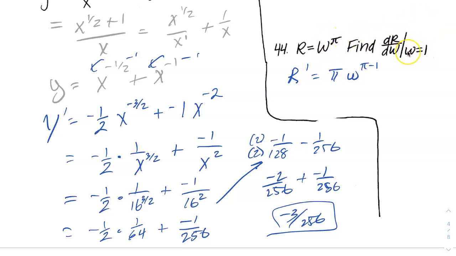Now we want to plug in 1. So we get pi times 1 to the pi minus 1. Now remember, 1 to any power is just 1. So this is just pi times 1 really, which is pi. So again, 1 to any power is just 1. So then you get pi times 1, which is just pi.